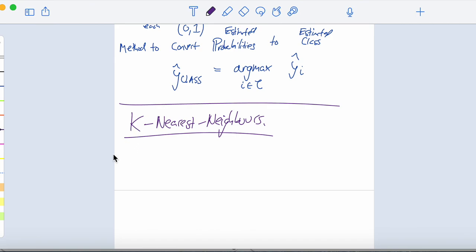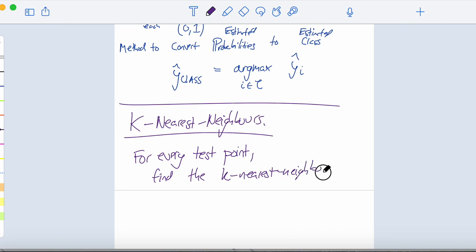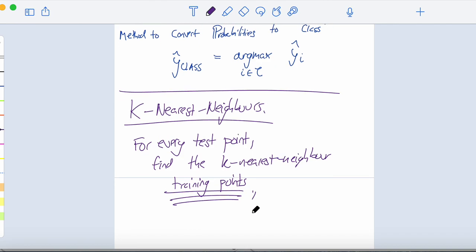All you do is, for every test point, find the k nearest neighbor training points. So you give me a test point. I look in the training data set, the data set of all the things I'm training on. I find the k nearest neighbors. My k is a little funny, but that's k. And then you have them vote. You can think of them as making a little committee of size k people, and they each vote for what they think the test point is. They always vote for what they are. So use majority rule on these k points.